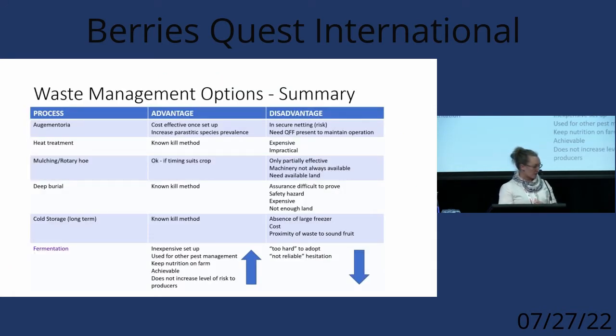So we looked at augmentoria, we looked at heat treatment, we looked at mulching the fruit with a rotary hoe or incorporating it back into the land. We looked at deep burial, and we looked at long-term cold storage. Some of these strategies are already in place, for example, heat treatment or cold storage. But what we needed to do was look at an energy-efficient option, one that cost the least amount of money and something that farmers could do with products that they have on hand. And that's how we got to fermentation. We felt it was achievable. We felt that it didn't necessarily increase the risk to the Yarra Valley if we did these on-farm trials in the Yarra Valley, because we have had the odd detection of Queensland fruit fly already.